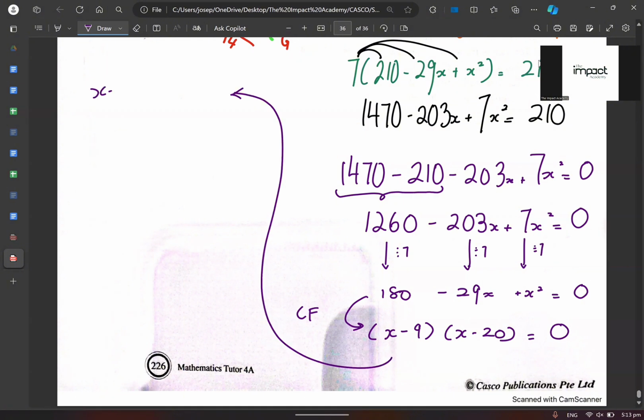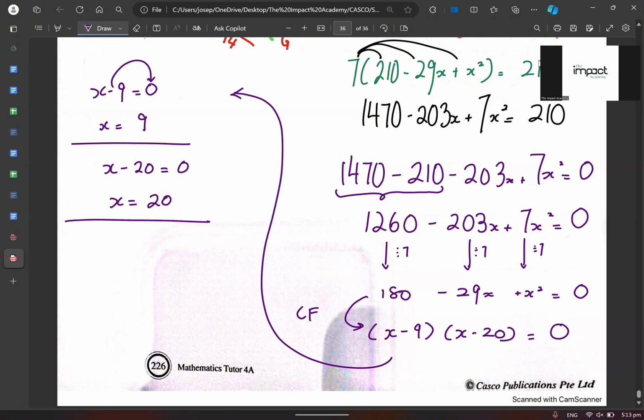Then I continue from here. I say that x minus 9 is equal to 0, so x is equal to 9. Make sense? Because I bring it over, right? Then x minus 20 is equal to 0, so over here I get 20. So it can be this or this, but there is one that you have to reject.